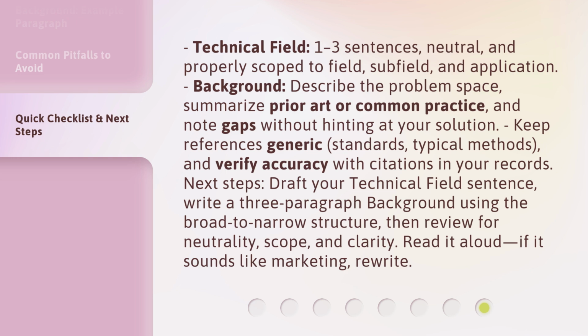Next steps. Draft your technical field sentence. Write a 3-paragraph background using the broad to narrow structure, then review for neutrality, scope, and clarity. Read it aloud. If it sounds like marketing, rewrite.